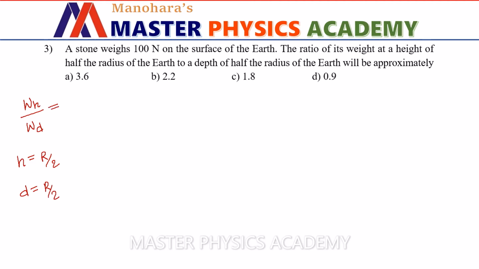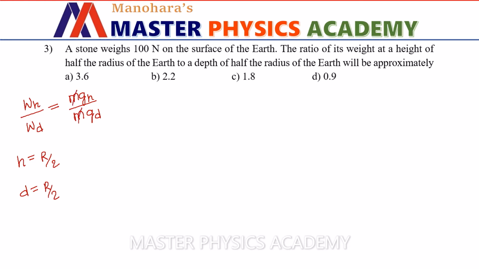And what is the value of WH? We know that it is equal to m into gh, where m is the mass of the body and gh is the acceleration due to gravity at the height h. And what is WD? That is going to be the mass of the body multiplied with gd, and gd is the value of acceleration due to gravity at the given depth.